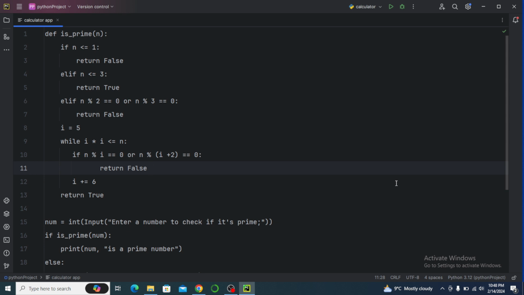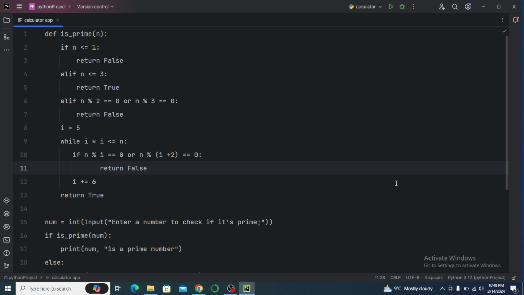And this is because if n is not a prime number and has a divisor greater than its square root, then it must also have a divisor smaller than or equal to its square root. So by checking for divisibility up to the square root of n, we can determine if n is a prime number or not.